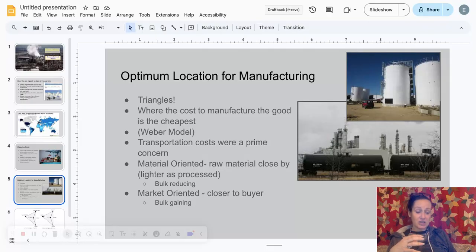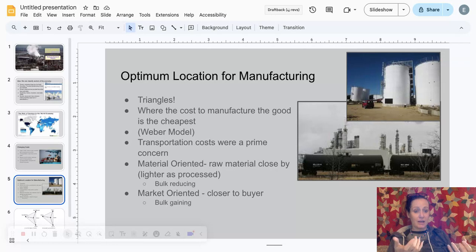As you process it, it gets lighter, right? Remember the Whiskey Rebellion? It was cheaper for the farmers in Pennsylvania to take their corn and convert it to whiskey because it was easier to ship the whiskey, right? That's the same idea. This hasn't changed. That is called bulk reducing, right? The size is less, it's lighter, it's easier to transport. Market oriented is when you're going to manufacture something closer to the buyer, right? Once it's made, it doesn't have to go far to go to market where someone's going to purchase it.